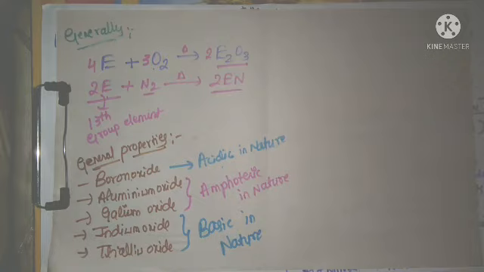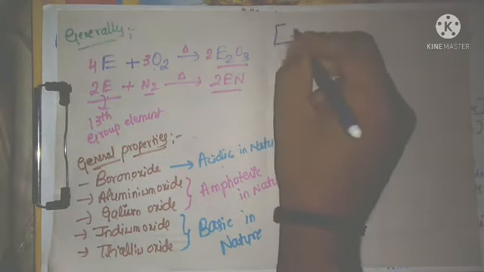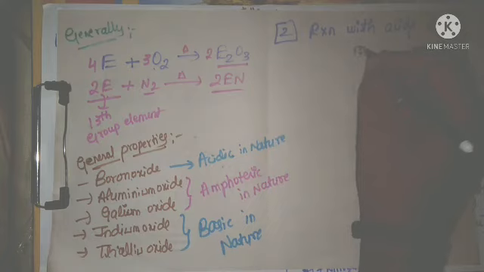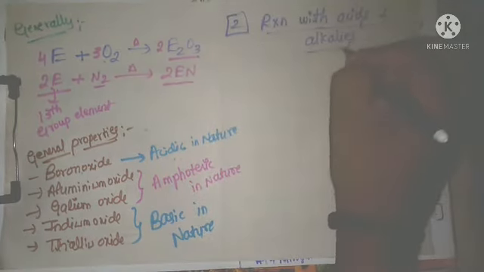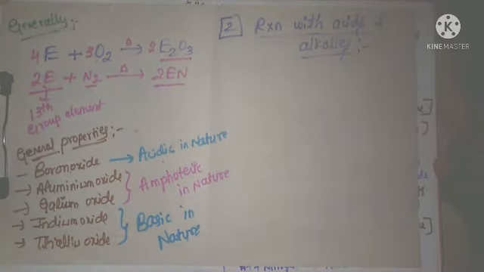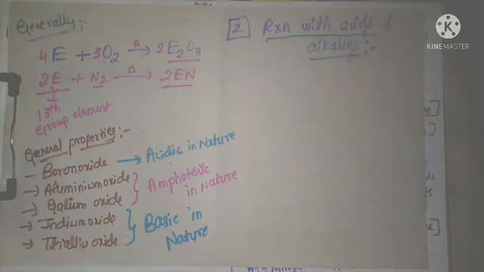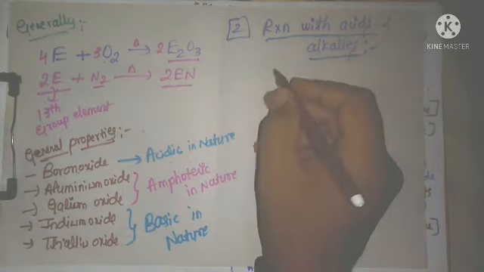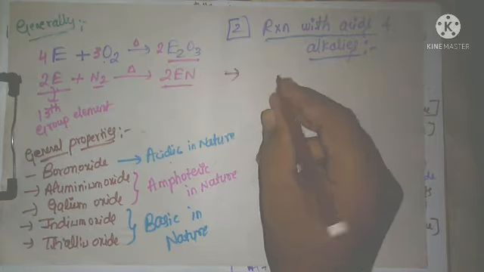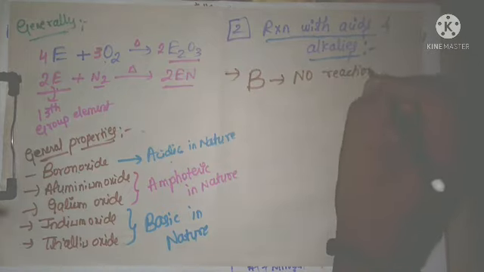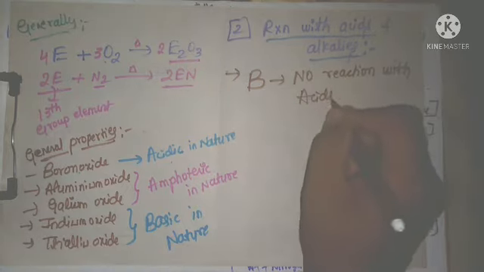Next, we will go for the reactivity with acids and alkalis. Now, the second reaction we will see: the reaction with acids and alkalis. We will discuss how the 13th group elements react with acids and alkalis. Now just check here. I will write again. Here, for this one, I will take another pen. Now just check here. Boron is not reacting. There is no reaction with acids and alkalis.